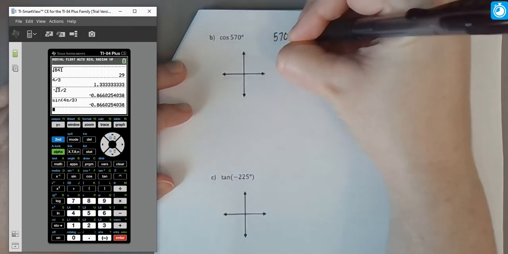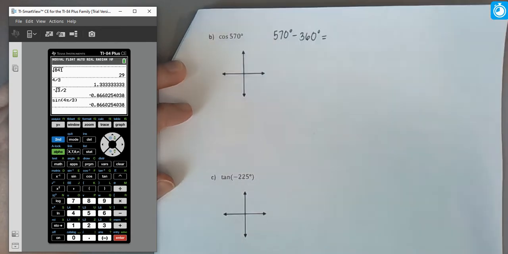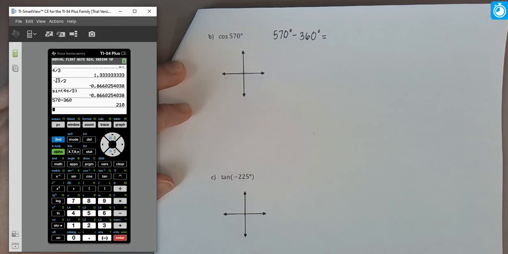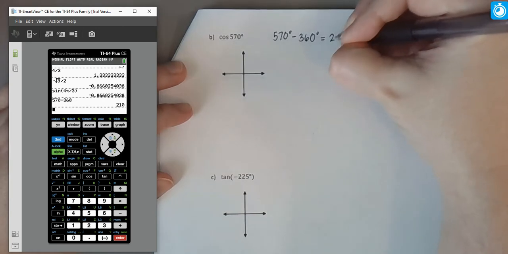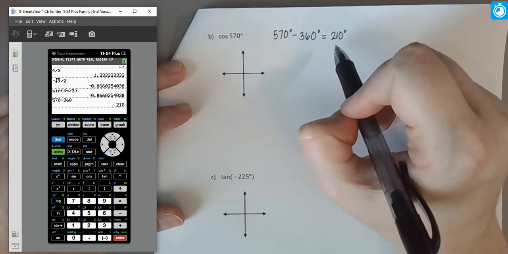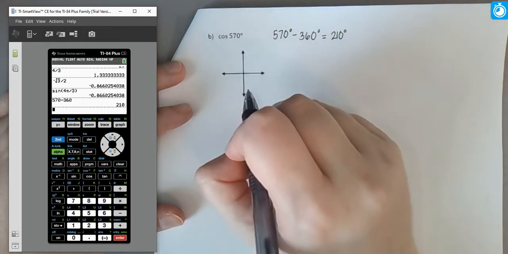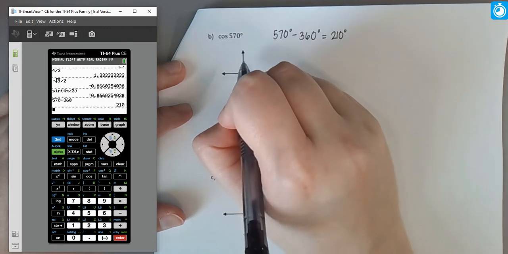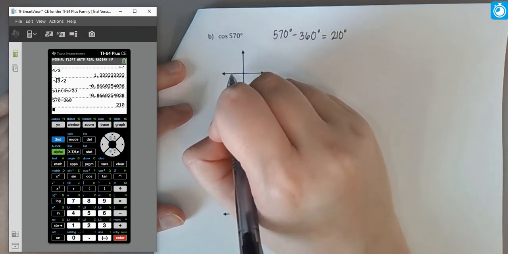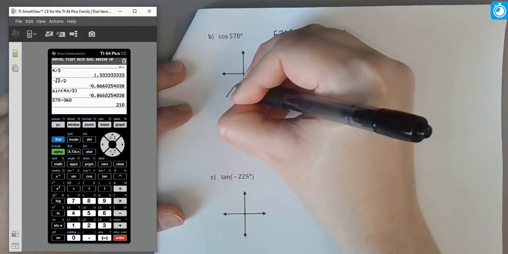So 570 degrees, now we want to go backwards, so we're going to subtract 360. So 570 minus 360 is going to give us 210 degrees. Now that is between 0 and 360, so that's the value we want to use. Now what quadrant is that in? Well, here's 0 to 90 degrees, 90 to 180 degrees, 180 to 270, so that means we're somewhere in the third quadrant.